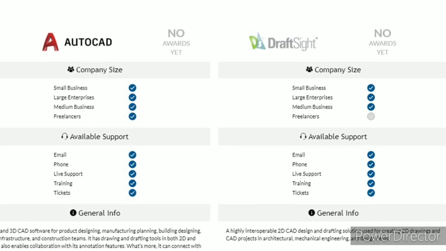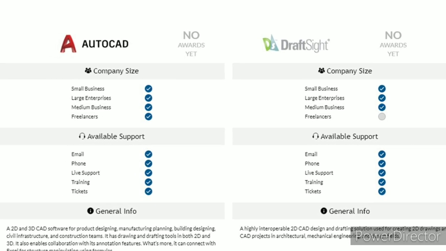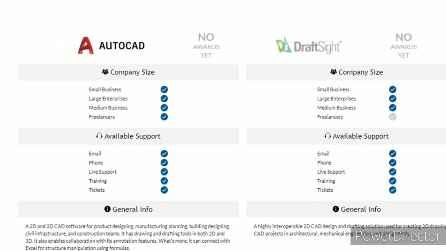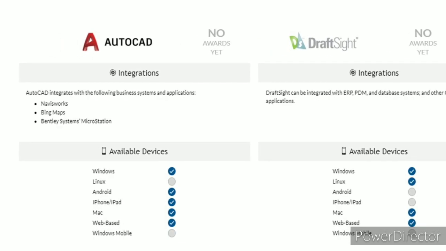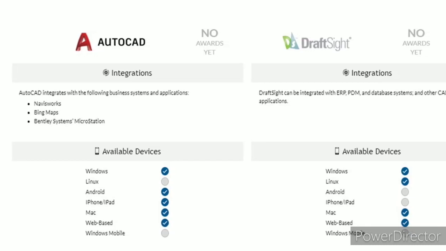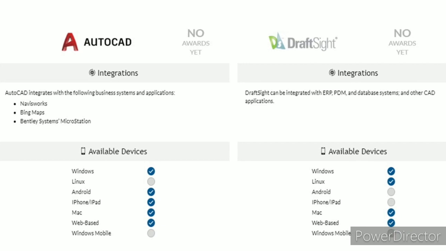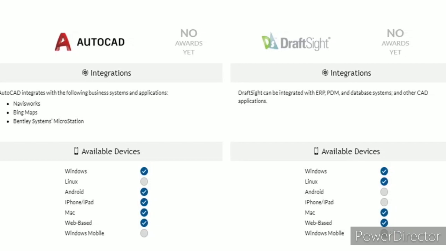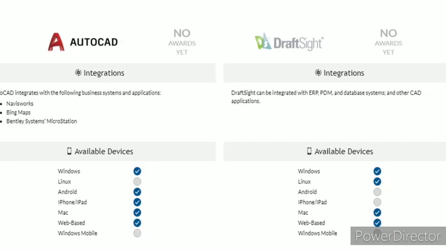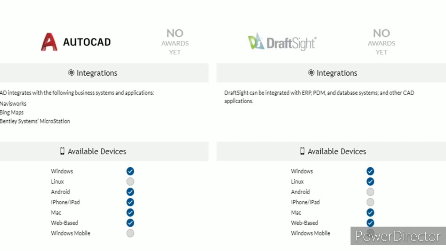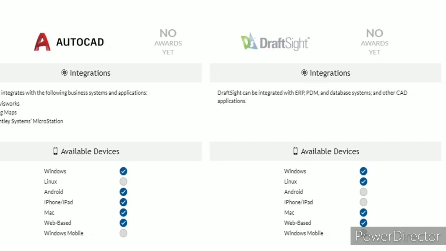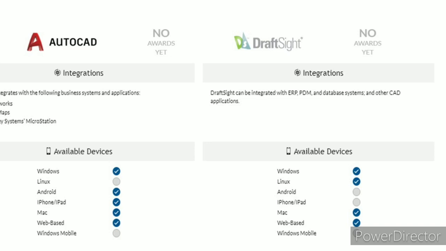Autodesk AutoCAD integrations. The following Autodesk AutoCAD integrations are currently offered by the vendor. Aside from its ability to import files from PDFs and Microsoft Office files, AutoCAD is integrated with 3 business apps and systems, namely Navisworks, Bing Maps, and Bentley Systems MicroStation. The AutoCAD mobile app is currently available for iOS, Android and Windows smartphones.